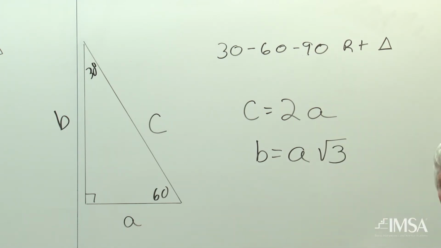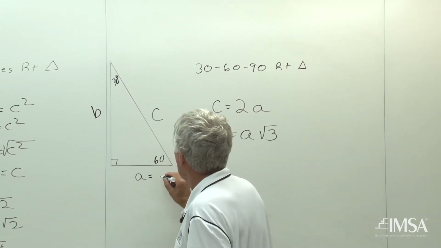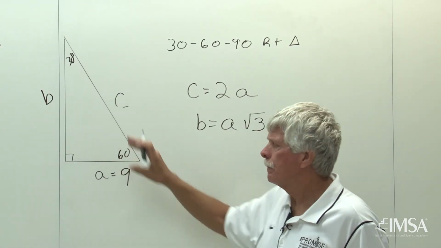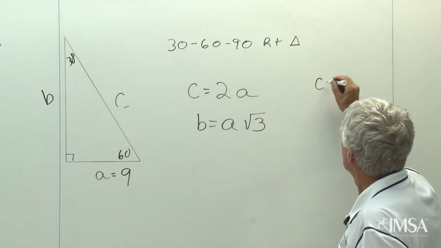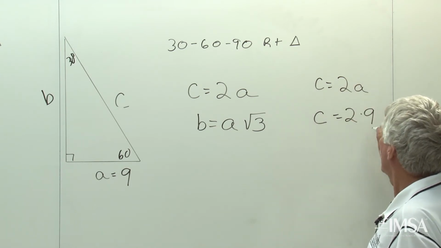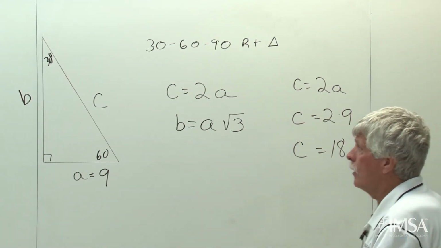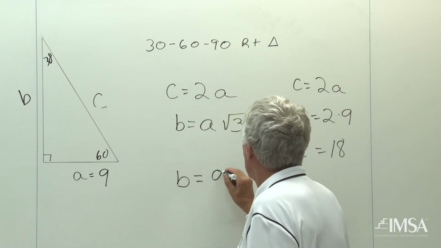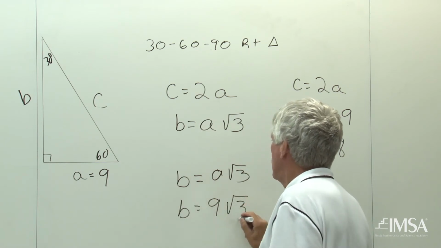So let's take a quick look at a problem. Let us say that A is going to be equal to 9. We'd like to know how large the other two sides are. Well, we work through our substitution. If we have C being equal to 2A, C then becomes 2 times 9. C is 18. The next one, we'll find out how large B is. B is equal to A times the square root of 3. B is equal to 9 times the square root of 3.